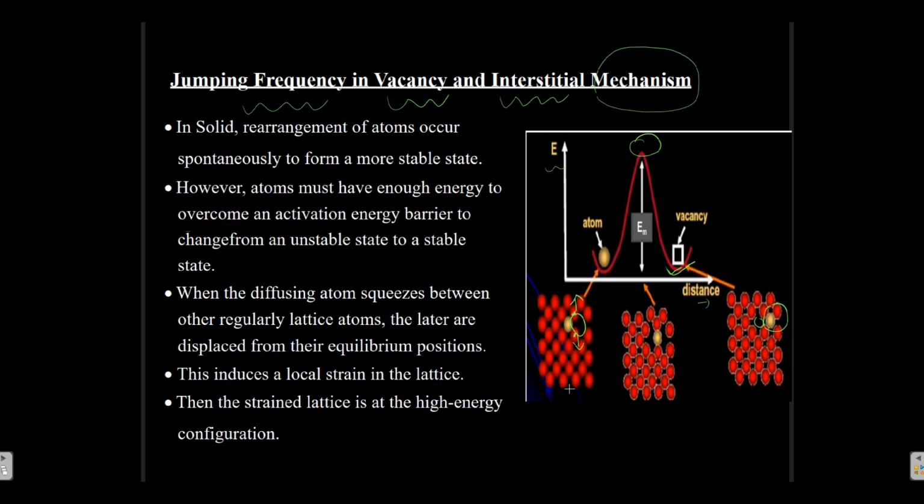So I hope you understood this energy profile diagram. I've just written the same thing over here. In solids, rearrangement of atoms occurs spontaneously to form a more stable state. We know that rearrangement of atoms occurs only to have a more stable form. However, atoms must have enough energy to overcome an activation energy barrier to change from an unstable state to a stable state. So you can see over here, if this atom did not have enough energy to overcome this energy barrier, would it still be possible to form a new form?